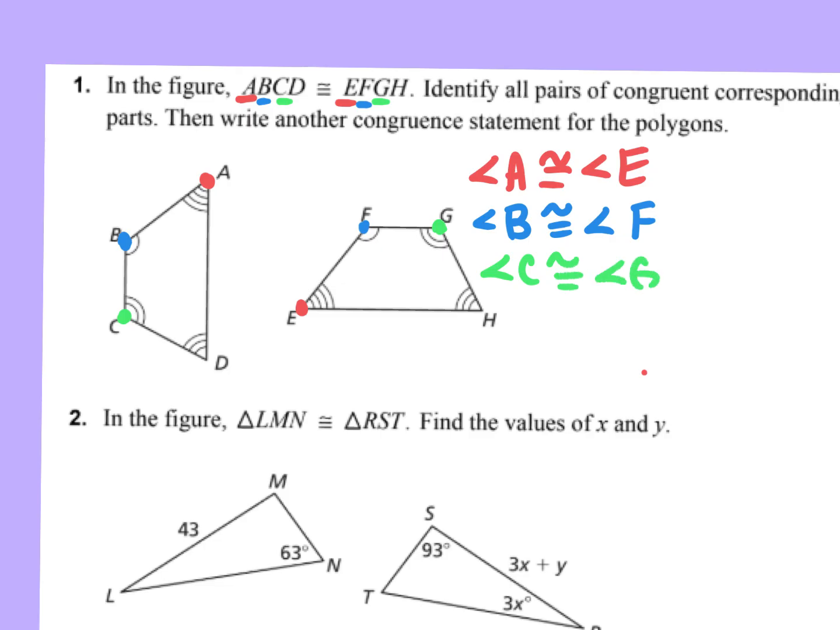And then lastly, the angles would be D and H, right? Angle D is congruent to angle H. Now, that's just the angles. What else do we have to talk about?